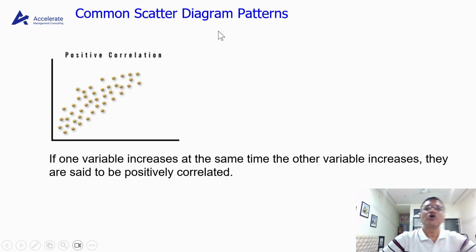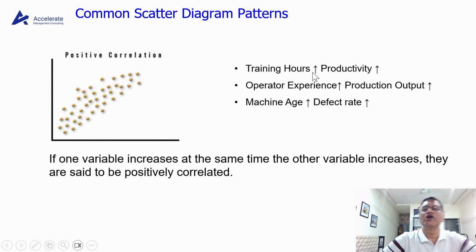These are some of the common scatter diagram patterns. This pattern shows a positive correlation. So when one variable increases, at the same time the other variable also increases. Some examples: if the training hours increase, the productivity would also increase. If operator experience is increasing, then the production output will increase. If machine age has increased, then the defect rate also would increase. So these are some of the examples.